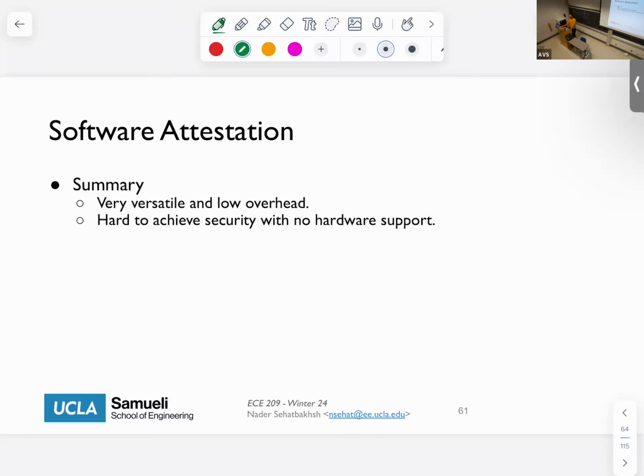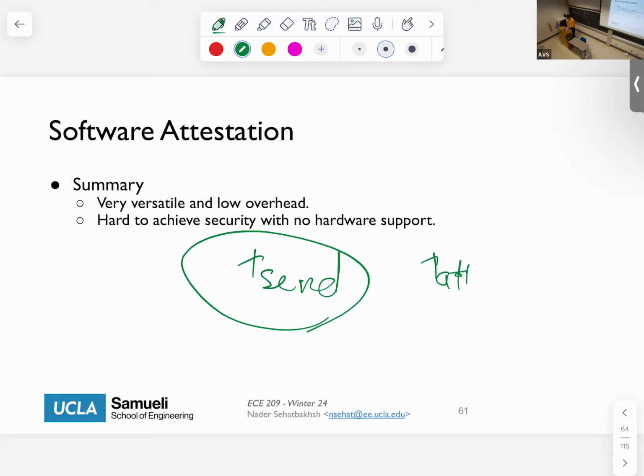And as a result, software attestation, although it's a good idea and might work in some cases, in many cases may not work, especially because T-send is actually very, very high. And in many cases, we cannot really do anything about this network traffic that we have. This is outside the control of the IoT device. As a result, if this T-attack is much, much smaller than this T-send, then in most cases, you cannot really do anything about this, okay?